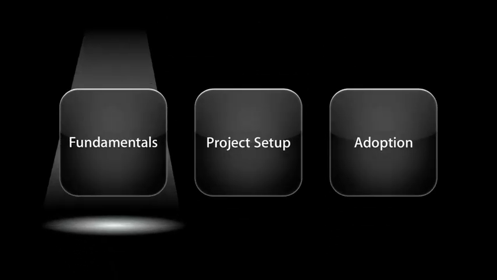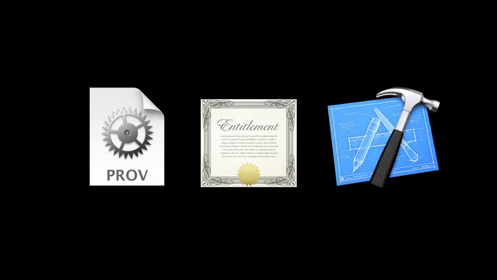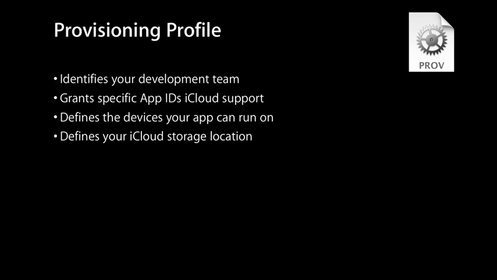All right, so that's fundamentals. Now, let's take a look at project setup. In getting your project set up to use iCloud, there are 3 main things you're going to be working with: provisioning profiles, entitlements, and Xcode. So let's talk about provisioning profiles. Now, fundamentally, a provisioning profile identifies your development team. It tells the system, it tells us who you are. It also grants specific app IDs the ability to use iCloud.